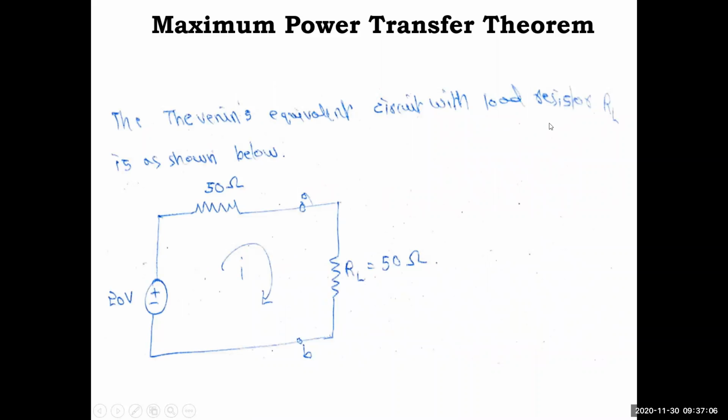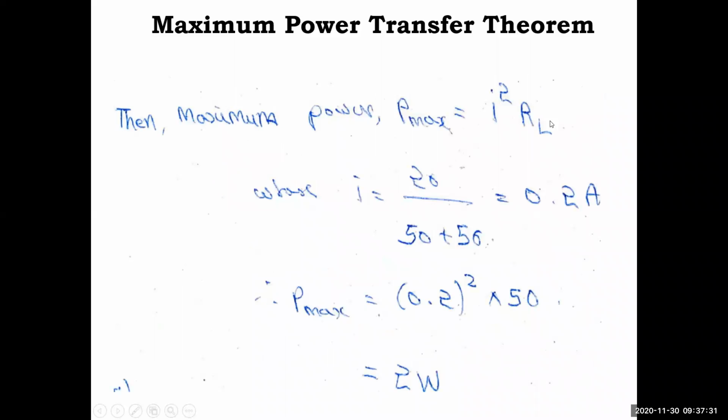So the Thevenin's equivalent circuit with load resistor RL is as shown. For that we need to calculate the current here. So that's why 20 volt VTH, 50 ohm RTH, and the load resistance is also 50 ohm. Now you calculate the current I, which is nothing but 20 by 50 plus 50, 100. Then multiply with RL, I square into RL, and you'll get the power. So I is equal to 20 by 50 plus 50, 100, right? So it is 0.2 amps.